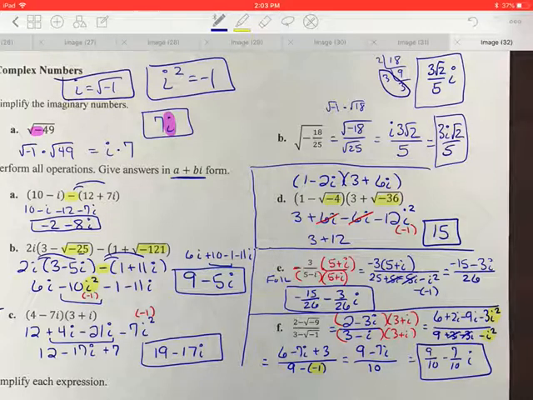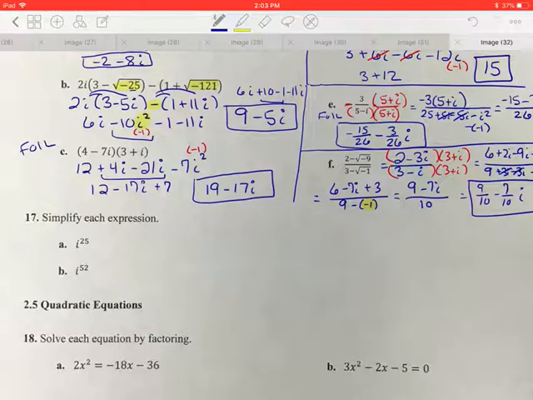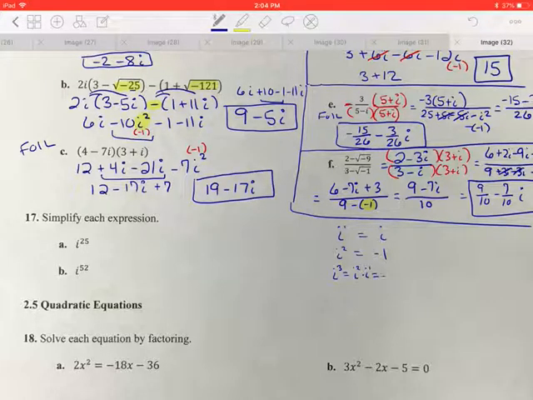All right, now the last thing we have with complex numbers are powers of i. So I'm going to come out here to the side, and just remember that we know i to the first is just i. We know that i squared is negative 1. So remember that i cubed is i squared times i. That's negative 1 times i, so that's negative i.